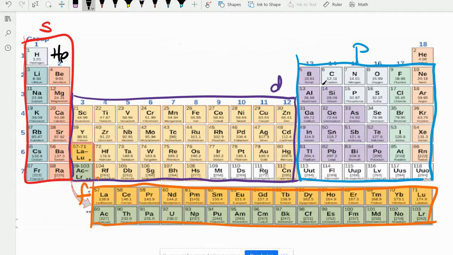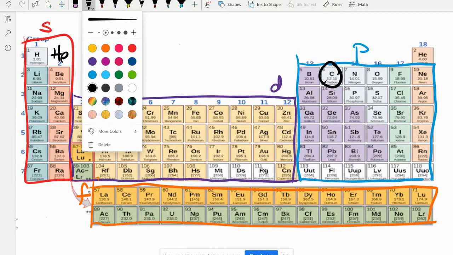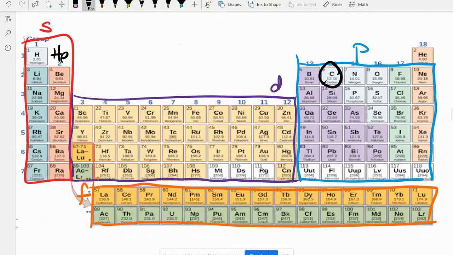So let's do a few examples to give you the idea of how this works. Let's go ahead and do carbon. Let's do carbon's electron configuration. And so I'm just going to go ahead and write the electron configuration at the top of the periodic table. Now, here's the one thing that you need to understand.